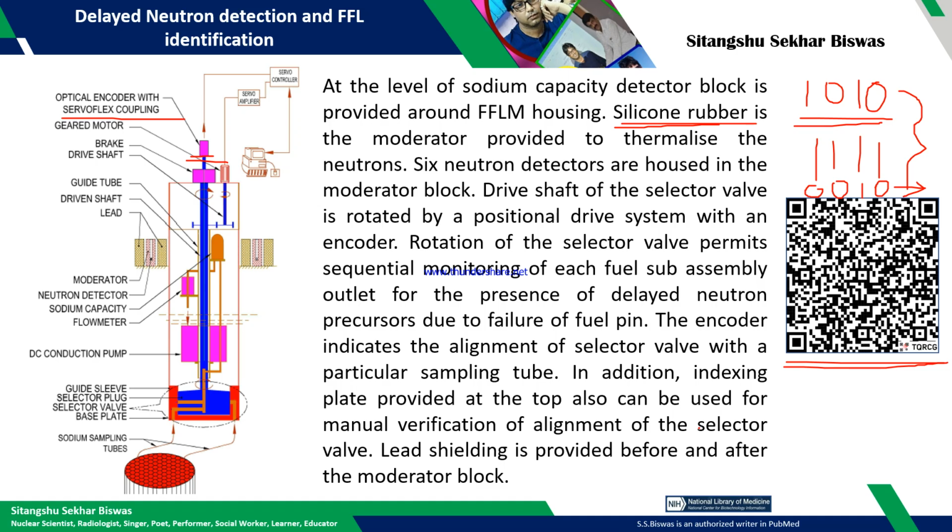So this was all about today's discussion. With that we will close the discussion about delayed neutrons and their role in reactor control, as well as the application of delayed neutrons, how by detecting the delayed neutron the failed fuel is located.